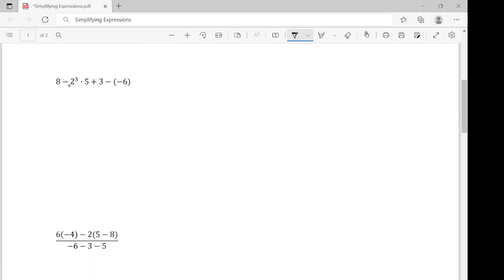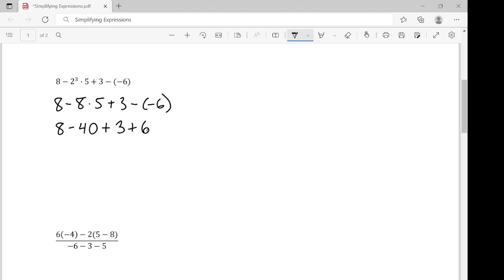Next we have 8 minus 2 cubed minus 5 plus 3 minus -6. So again, parentheses first. Right here, the -6, but it's just a number, so we just leave it. Exponents come next, so we've got the 2 cubed. So it's going to be 8 minus 8 times 5 plus 3 minus -6. No more exponents, so we go into multiplication. So we've got the -8 times 5, so 8 minus 40 plus 3, and minus a -6 is also considered multiplication, so we can change that to plus 6.